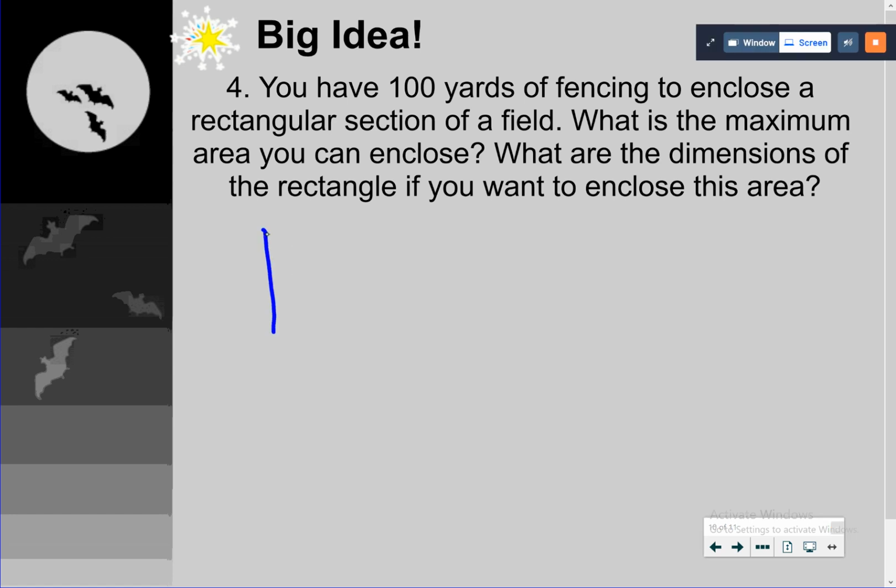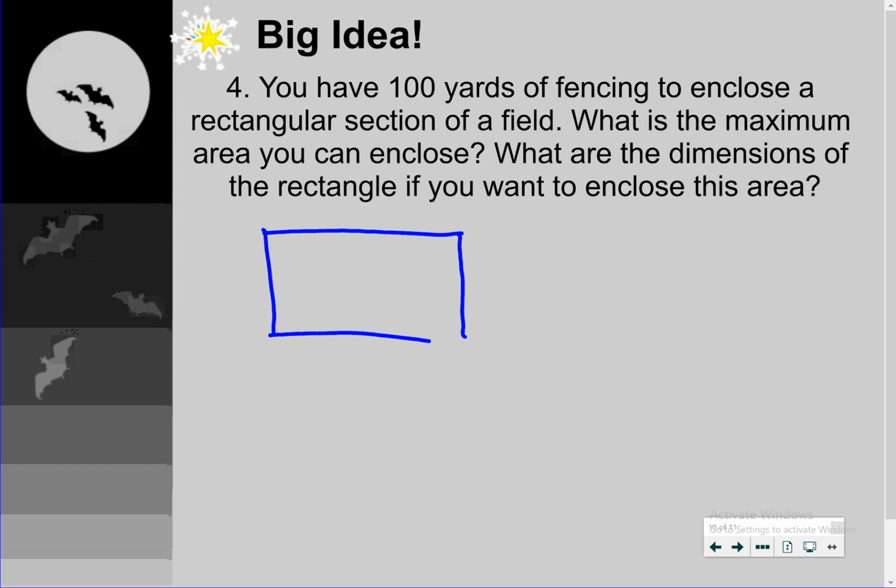It is helpful, I think, to draw the rectangle. And we don't know what the dimensions are, so we can just put x's and y's. They could be equal. We don't know if x is the same as y or they're different. We'll just generalize here. And there's two things that we're concerned about in this problem. 100 yards of fencing, which is what in the context of this problem? 100 yards is what? Perimeter.